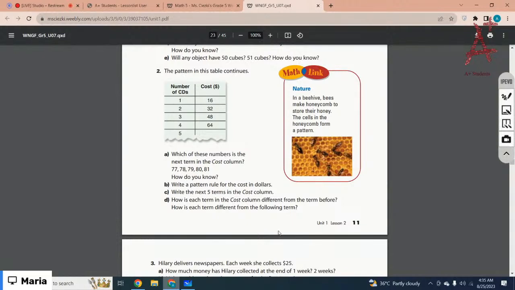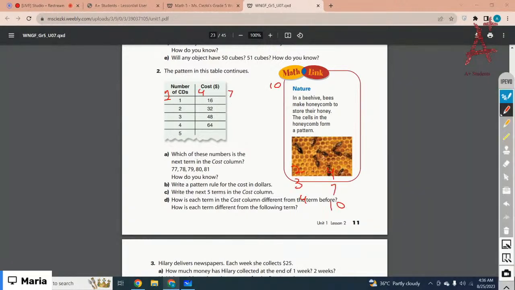Write the next 5 terms in the cost column. Which of these numbers is the next term in the cost column? The next one is 16 times 2 is 32. The pattern is increasing by 16 every time, right? You can see here, 16 plus 16 is 32. 32 plus 16. Every time the pattern grows by 16, right? That means the next one would be 64 plus 16, which is 80. The next one would be 80, right?